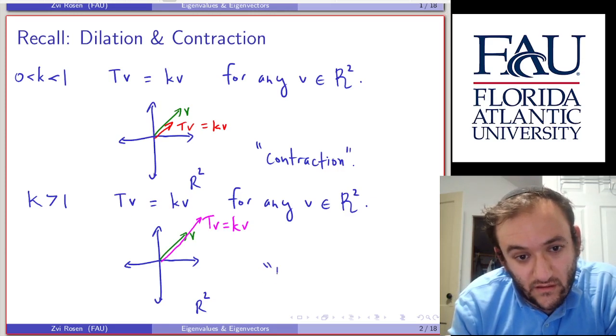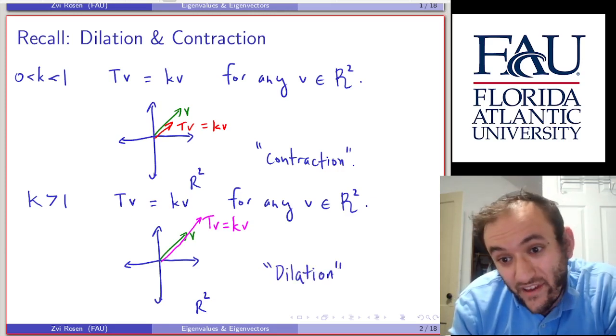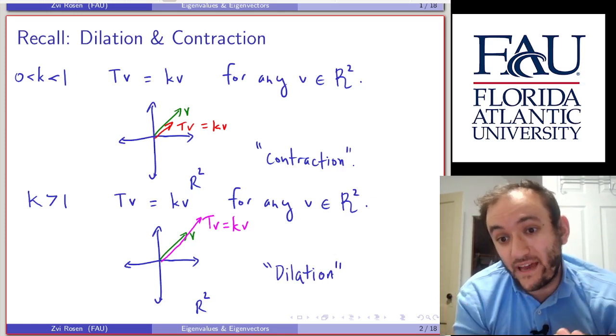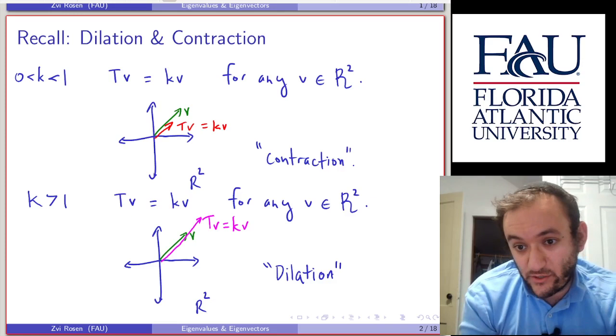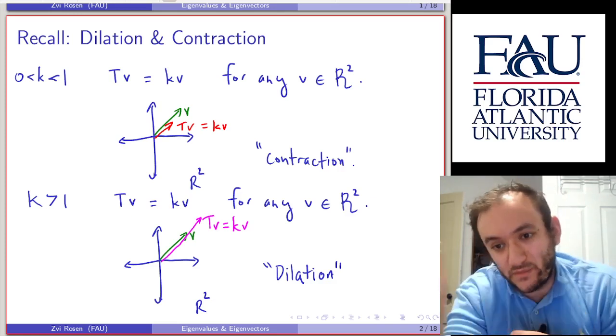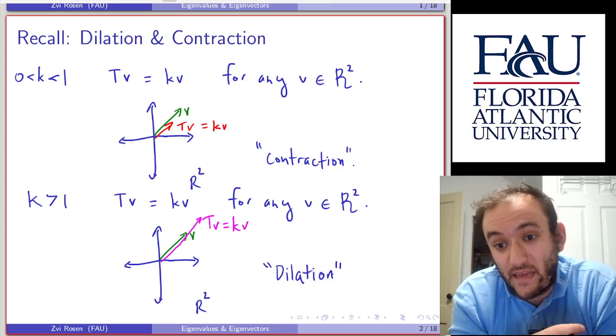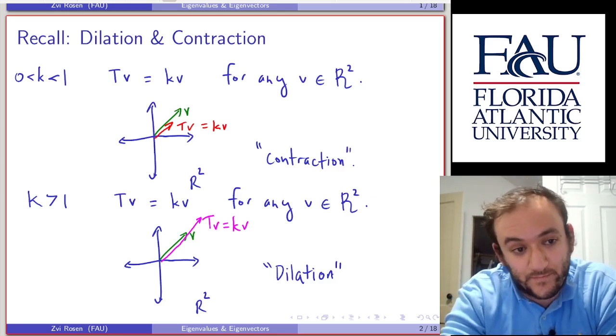Okay? And it's not just the vector v that we drew, but any vector that you take, the way that you apply T to the vector, the way that you apply this matrix transformation is just by multiplying all of the coordinates by the same scalar k. Okay.